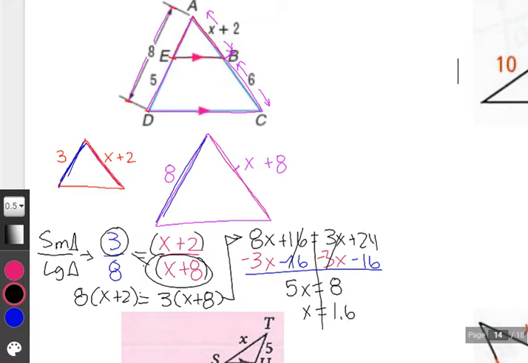Now we can go back to our ratios to check that. I don't have any room to do it on screen, but I'll talk through it. 3 divided by 8 is 0.375. If I take 1.6 plus 2, I get 3.6, and I'll divide that by 9.6 on the bottom, and I also get 0.375.